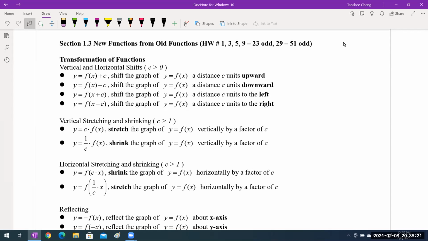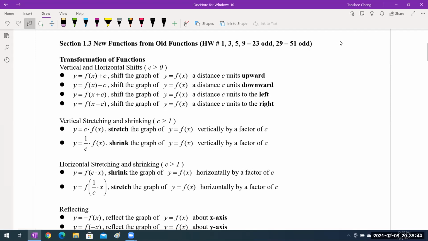1.3 New functions from old functions. In this section, we're going to review the transformations of a function. That means we're going to look at vertical and horizontal shifting, vertical and horizontal stretching and shrinking, and then reflections.